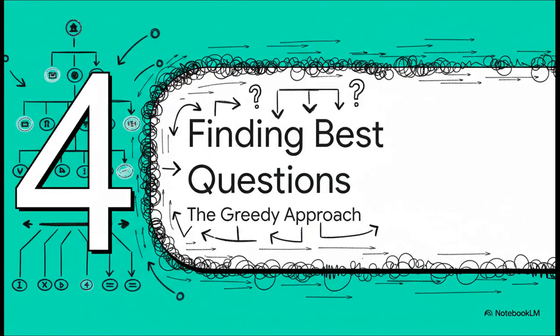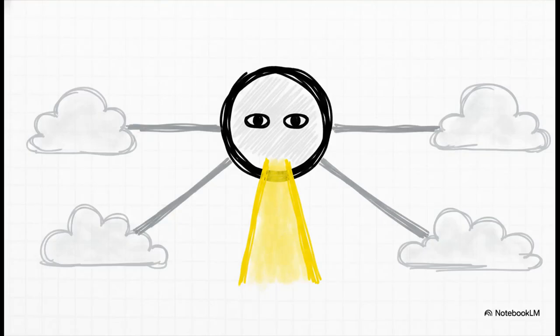Okay, so the goal is to drive down that messiness score. But how does the tree actually figure out the best questions to ask at each step? Well, it uses a strategy that's called a greedy approach.